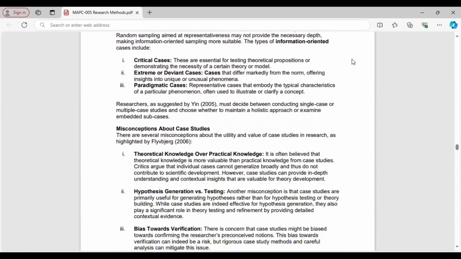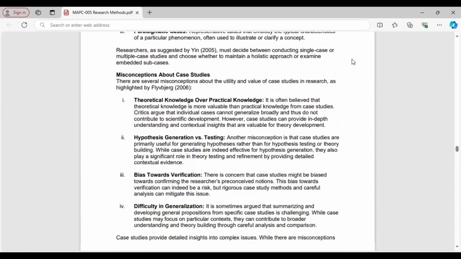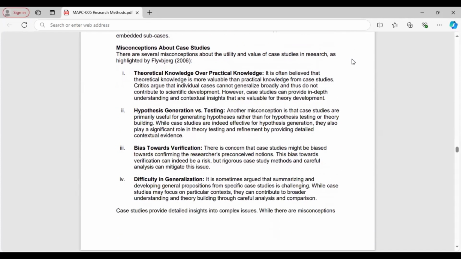Misconceptions about case studies. Several misconceptions about case studies include theoretical knowledge versus practical knowledge. Critics argue that theoretical knowledge is superior. However, case studies provide in-depth understanding that aids theory development. Hypothesis generation versus testing. While effective for generating hypotheses, case studies also test and refine theories through contextual evidences.